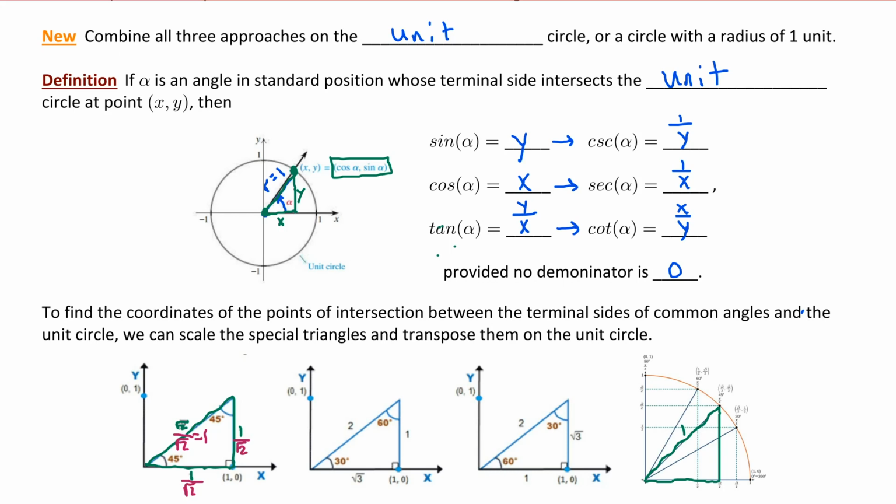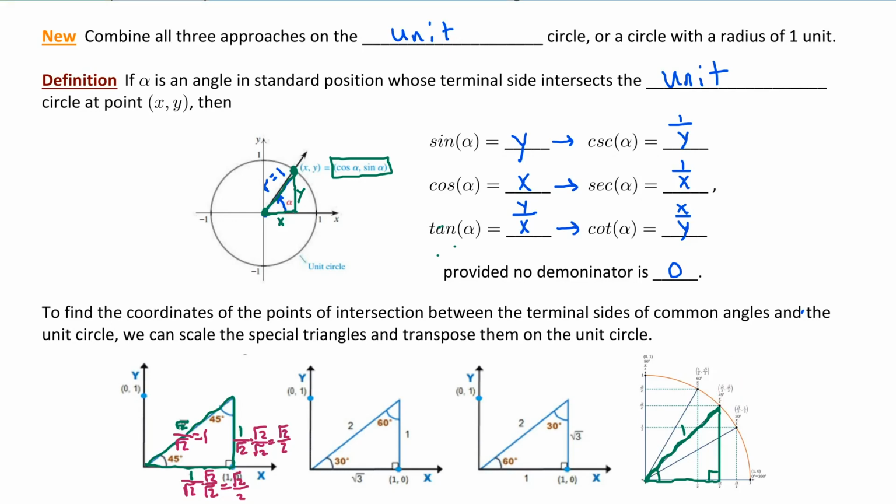Notice whenever we rationalize that, we're going to get square root of 2 over 2 for the vertical segment, and the same thing, square root of 2 over 2 for our horizontal segment. So when we fit this special 45, 45, 90 triangle on the unit circle so that it has a hypotenuse of 1, then the horizontal coordinate and the vertical coordinate are both square root of 2 over 2. Remembering that the x-coordinate is the cosine value and the y-coordinate is the sine value, we can use that ordered pair to evaluate sine and cosine of 45 degrees.